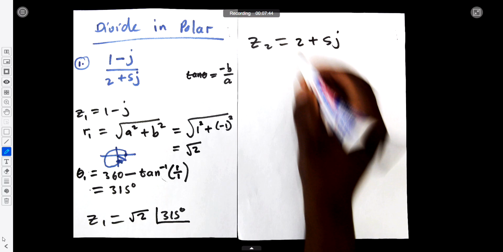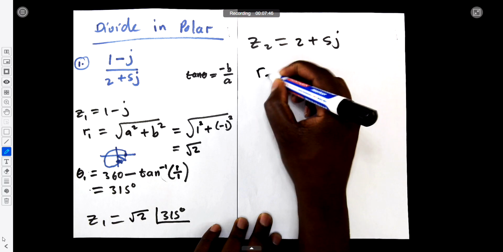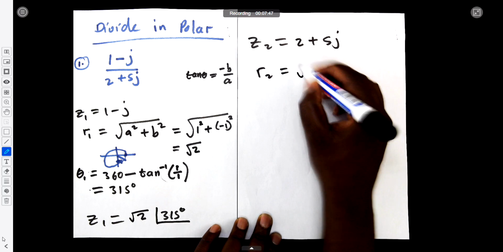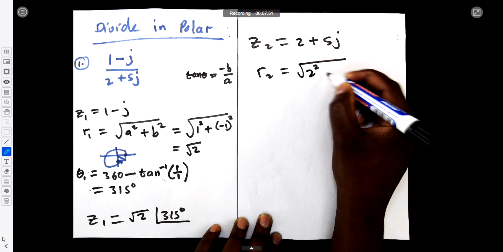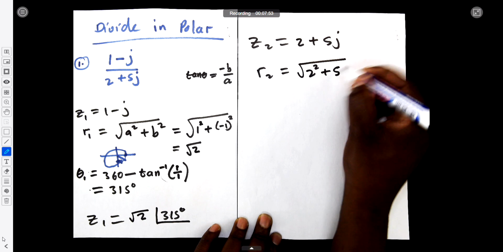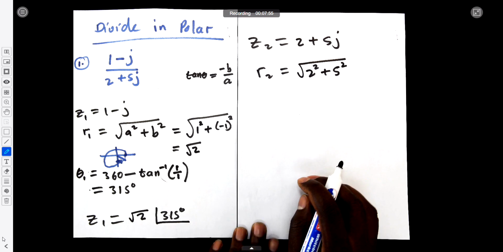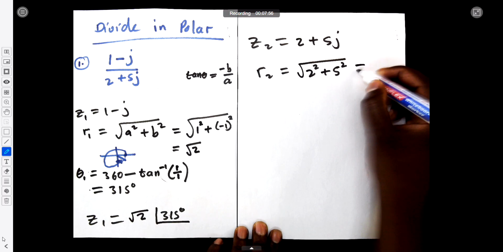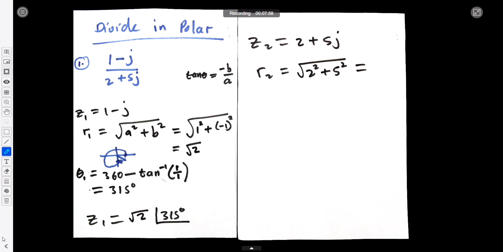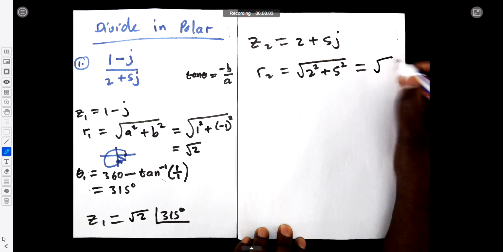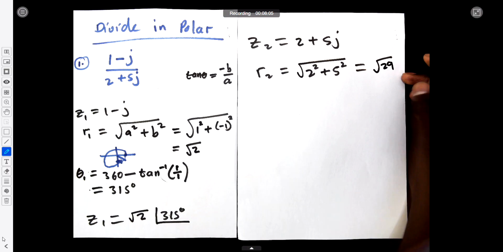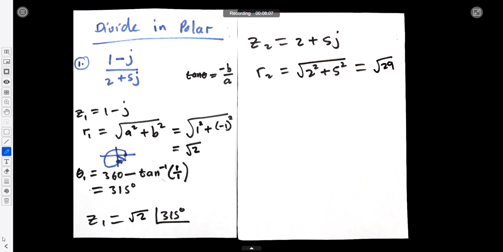So we need to find now R2. R2 will be equal to the square root of a squared, which is 2 squared, plus 5 to the power of 2. Our modulus R is equal to root 29, right? Root 29.